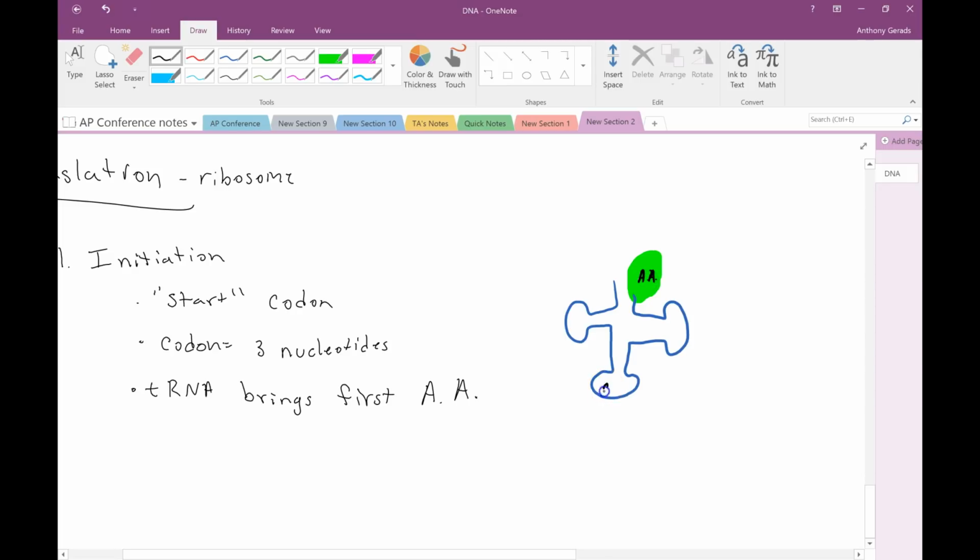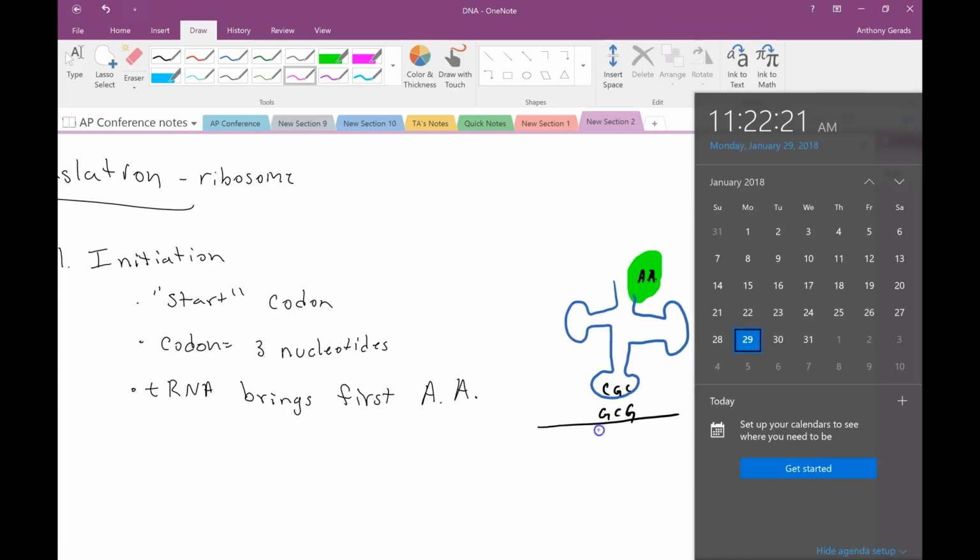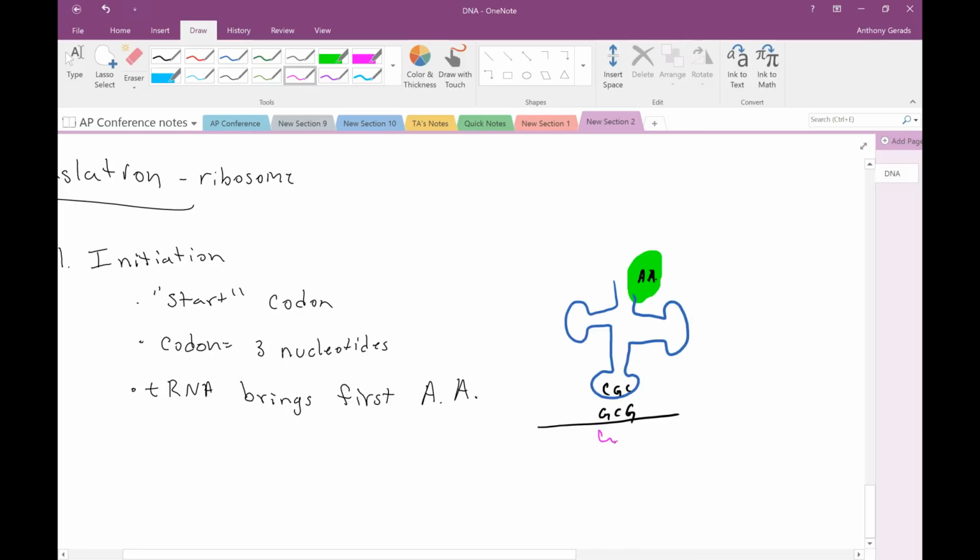It's going to have letters right here, so it might have C, G, C. It's going to read the mRNA, and it's going to want mRNA that's complementary to it, so it'd be G, C, G. They match up with each other. This collection on the mRNA is known as a codon, and this one right here is known as an anticodon on the tRNA.